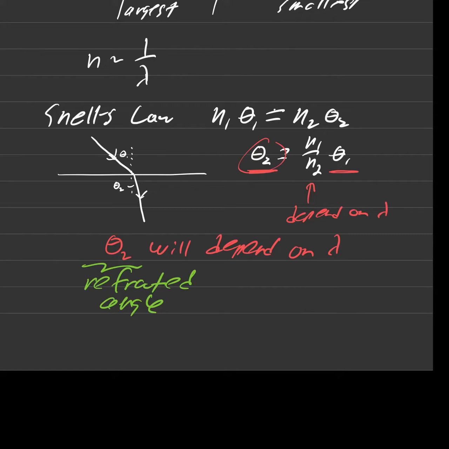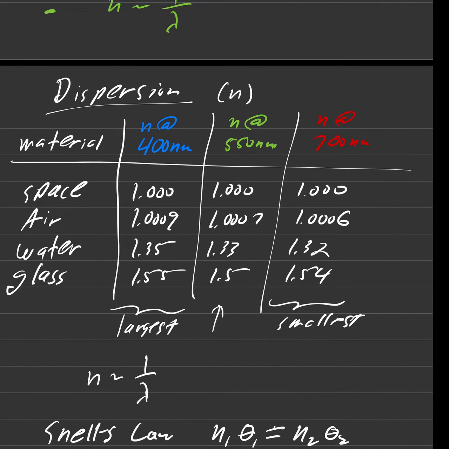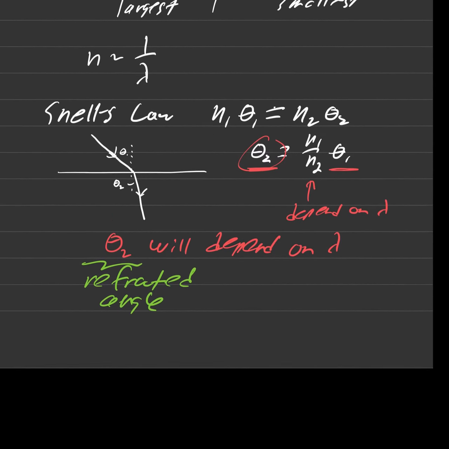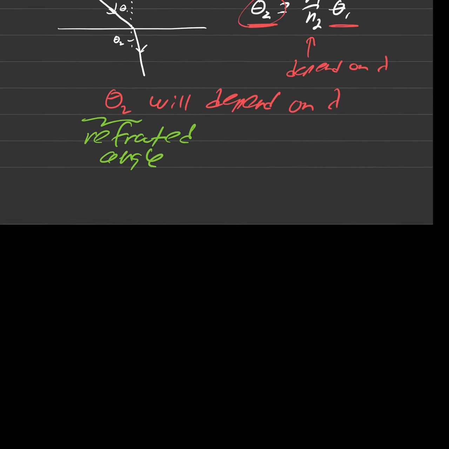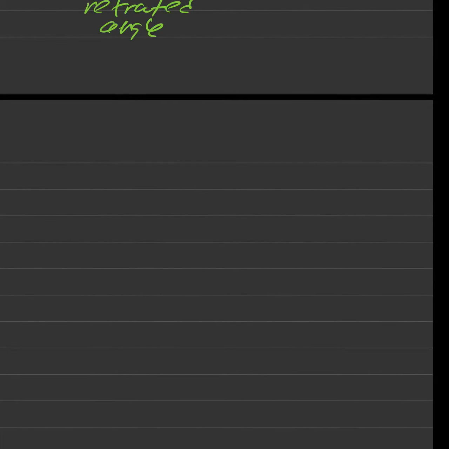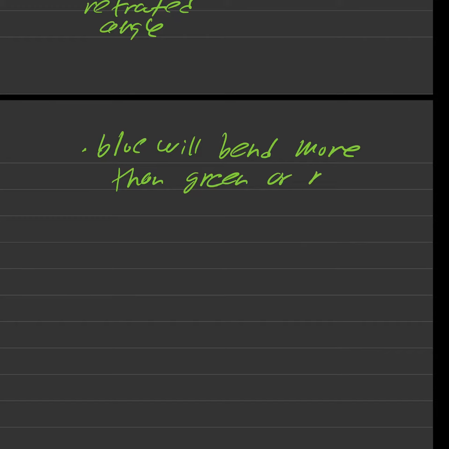Can we come up with a simple rule then that tells us what the dependence is going to look like? Well, as you recall from the table here, blue light always has the higher indices of refraction. So if you look back over here and you see that the index of refraction is related to the two angles, so the refracted angle depends on the wavelength, well, the simple thing to remember about this then is that blue will bend, and remember refraction is our bending law, more than green or red. So blue will bend more than green or red.